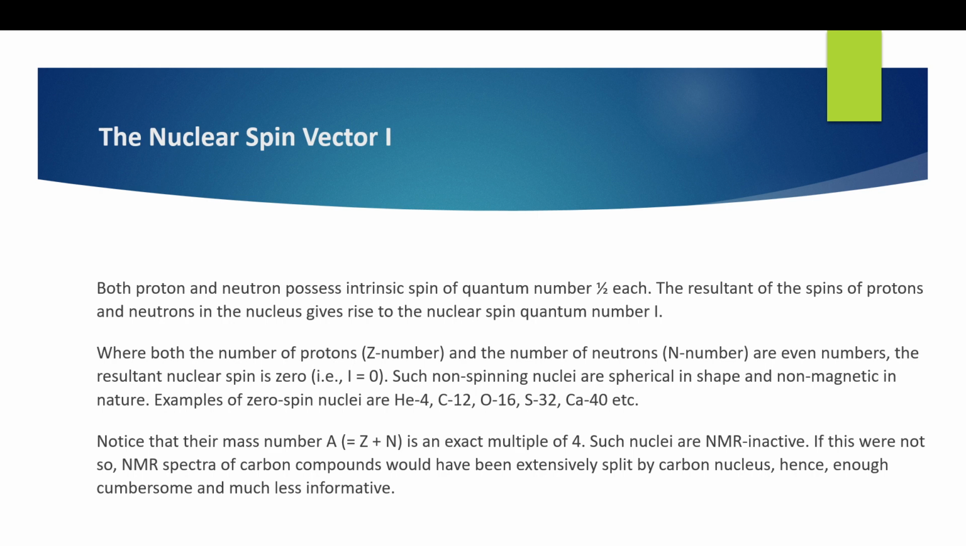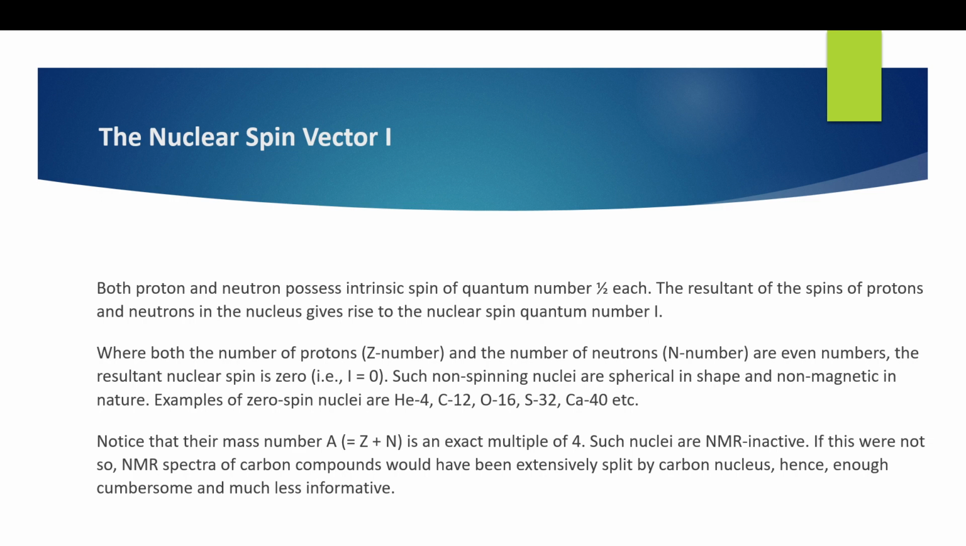hydrogen has only a proton, so naturally its spin will be half. Deuterium, the heavy isotope of hydrogen, has one neutron and one proton. So there are two possibilities. If both spins are opposed, then total spin will be 0. If both spins are parallel, total spin will be 1. Practically, it has been found that deuterium has spin 1.